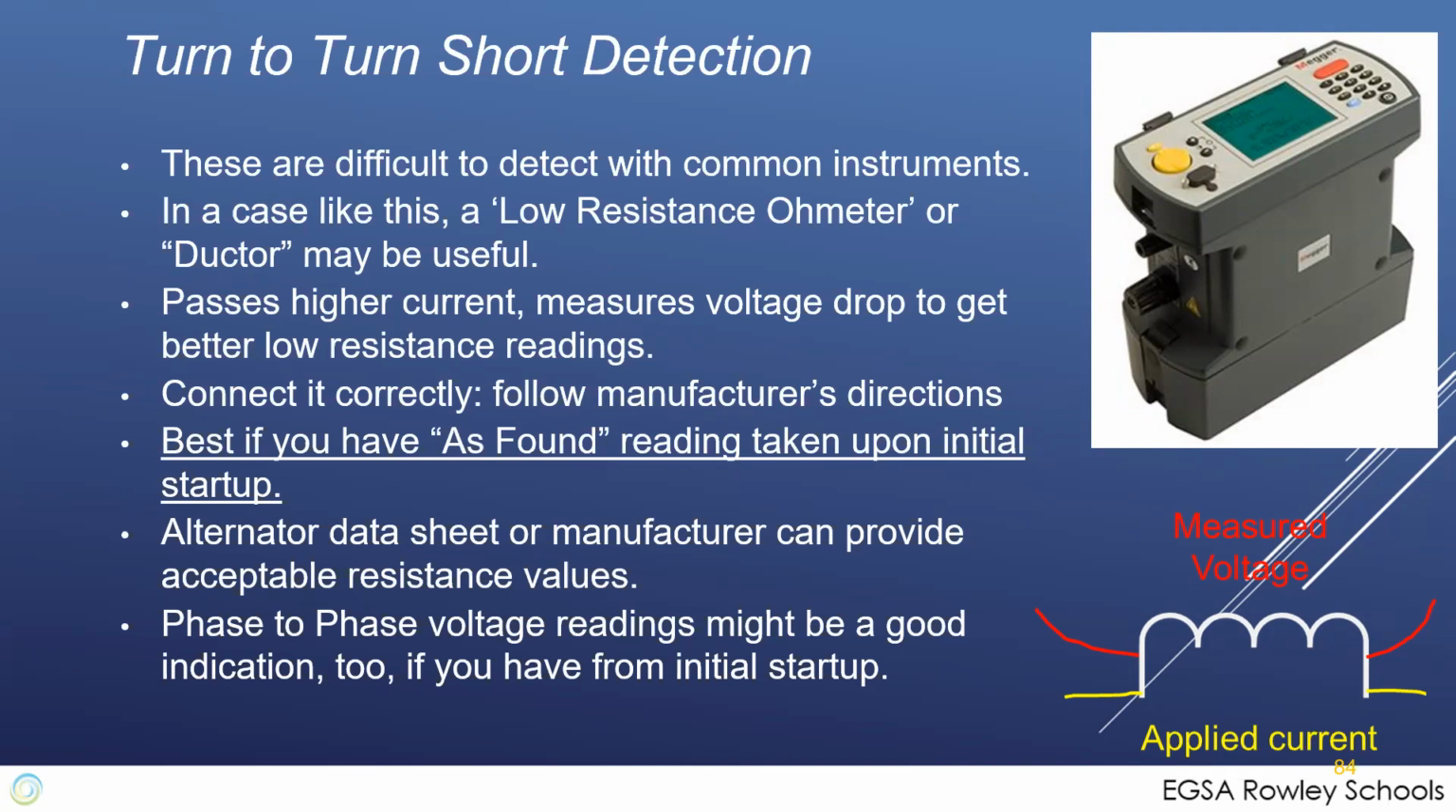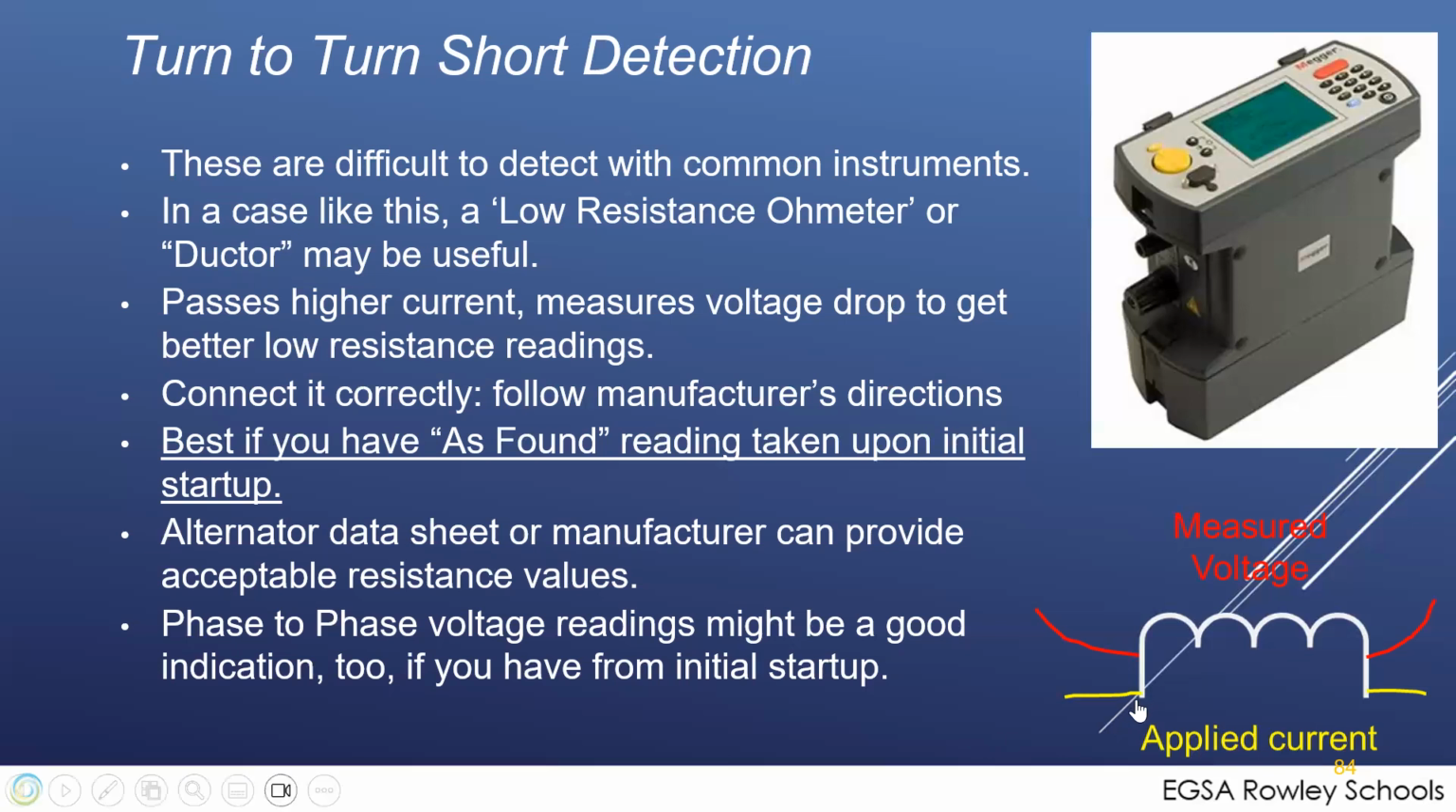You take these readings and you document them and save them. You can come back to your machine a year later, take another set of readings and see if you have any turn-to-turn shorts, because this resistance will change. It's a high current resistance measurement, whereas the megger is a high voltage impedance or resistance measurement. This is a high current, low resistance measurement.